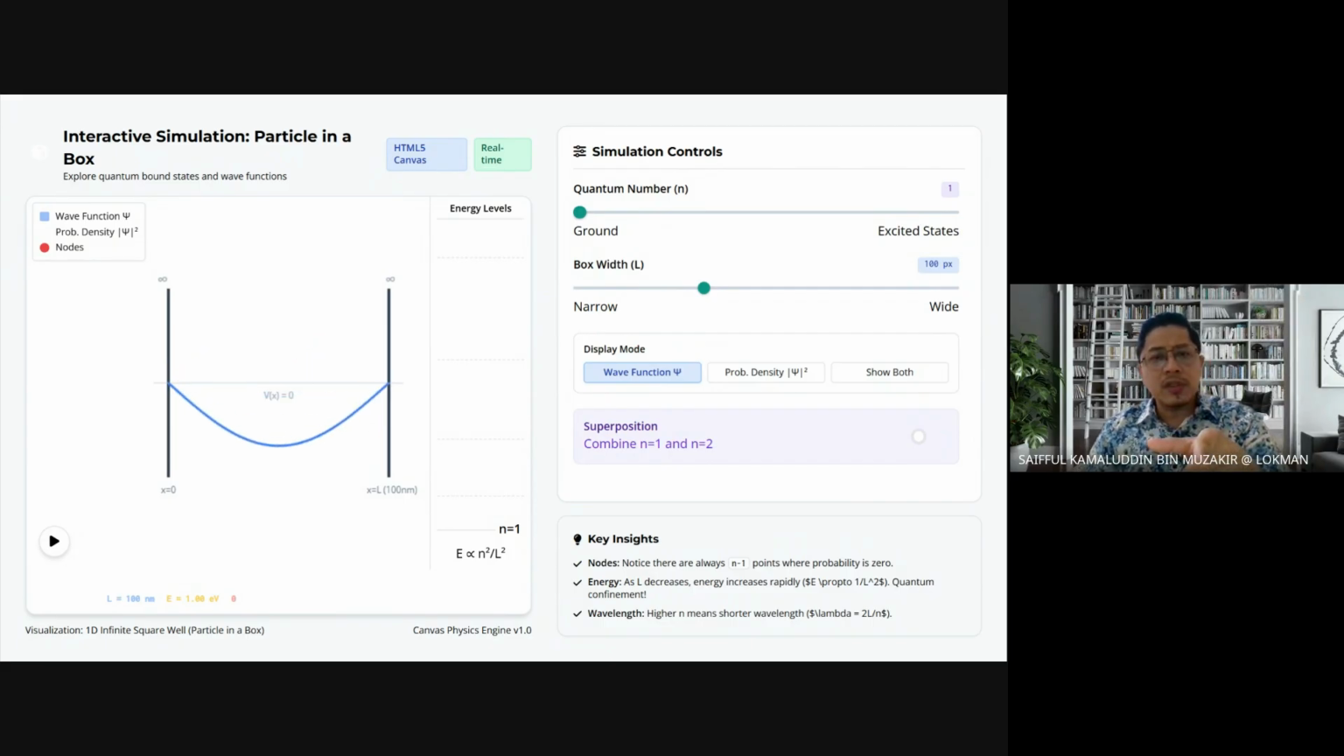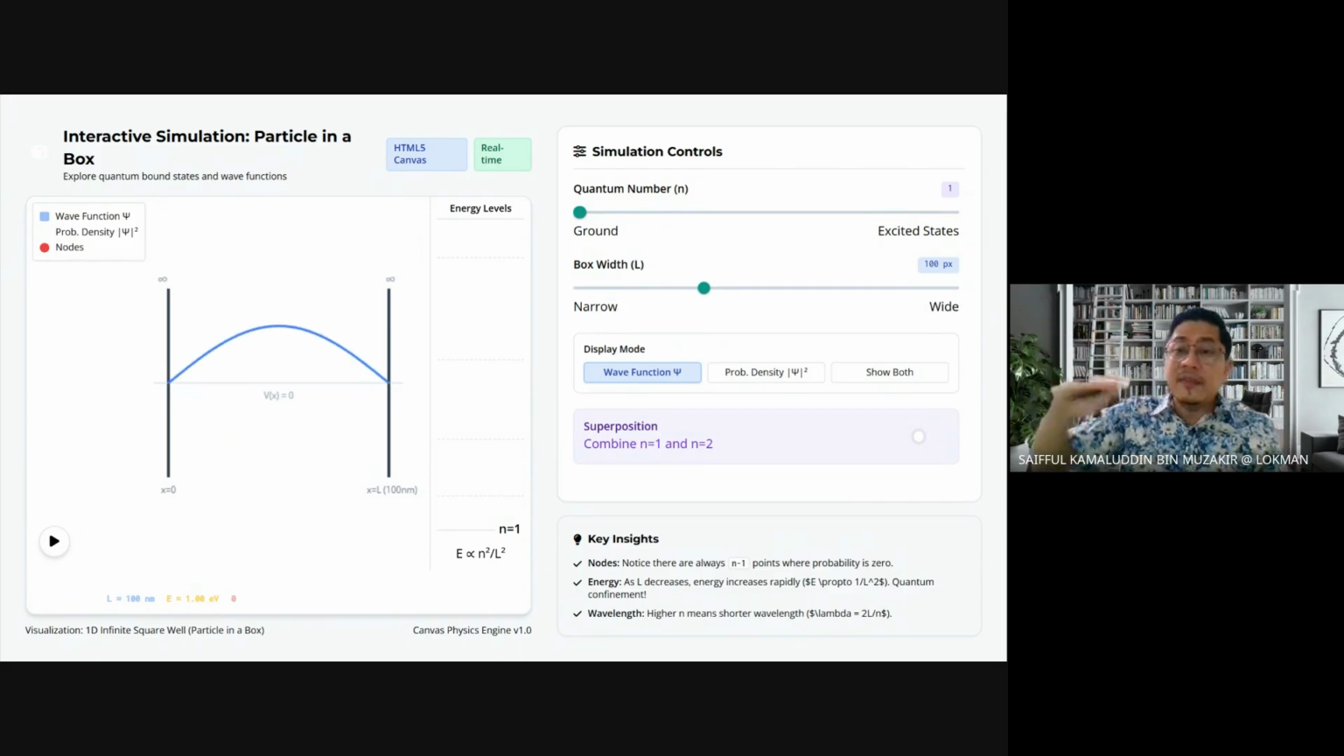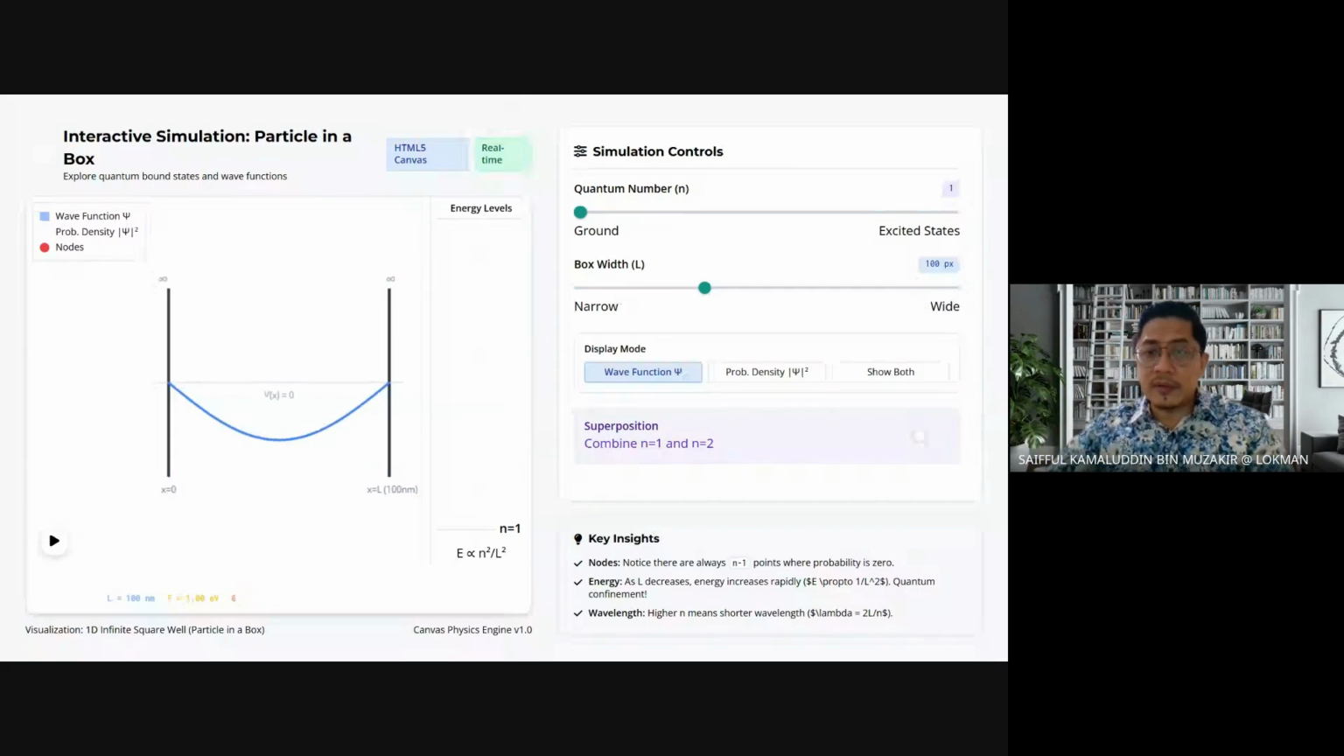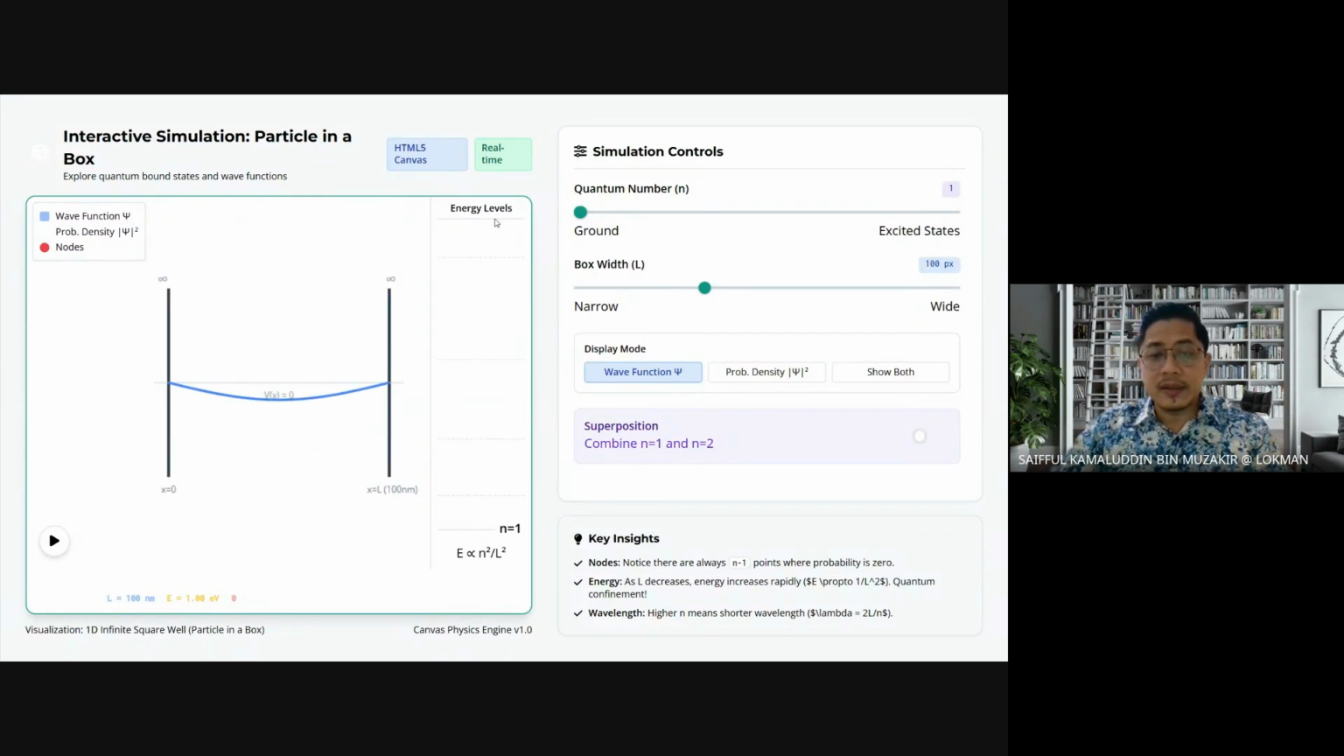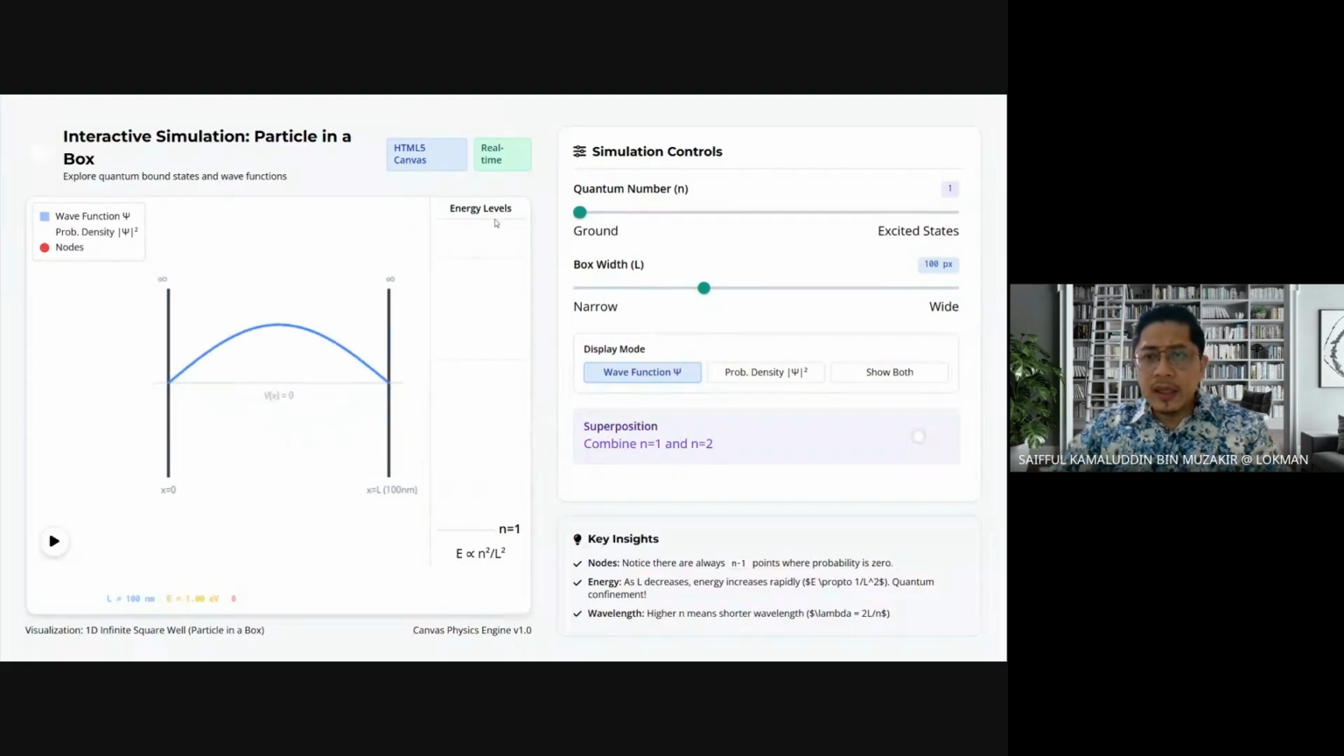Now watch the energy level diagram on the right-hand side, before the slider. There's an energy level diagram on the right-hand side, I wrote energy level there. So the n equals 1 level is highlighted in teal, in the teal blue color.